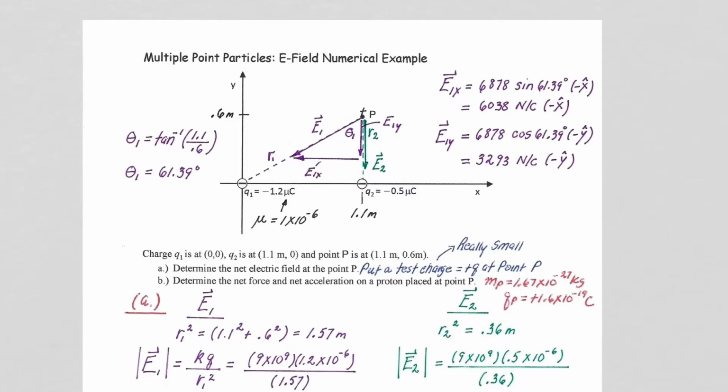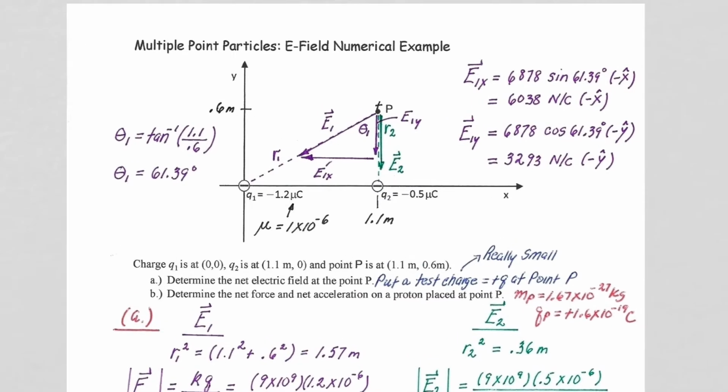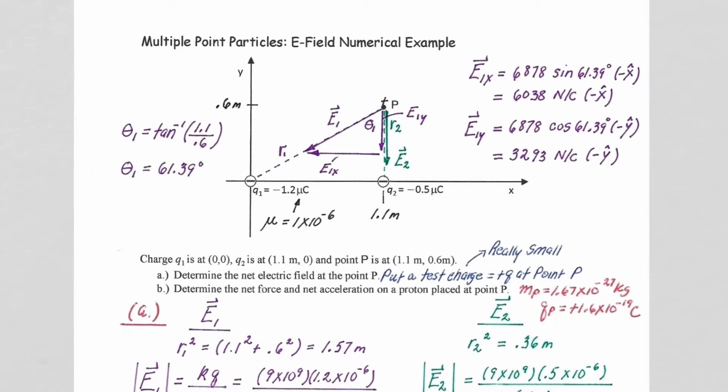Now we're going to look at a very specific example, a numerical example, of how to calculate the net electric field at a point in space. So this red dot, this point in space, 0.1 in the x, 0.6 in the y, is being generated by two point charges. We have a charge Q1 of negative 1.2 microcoulombs here at the origin, and we have a charge Q2 of negative 0.5 micro.